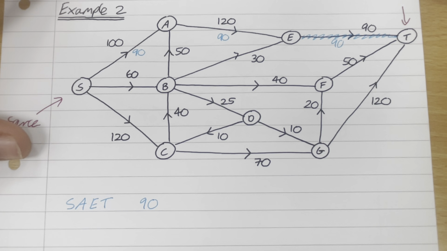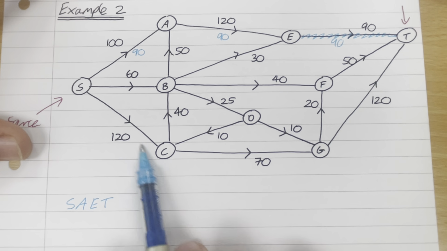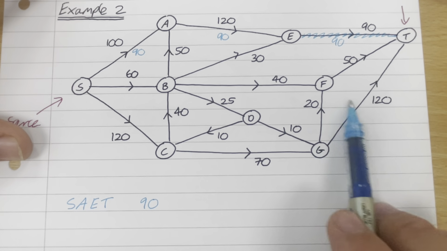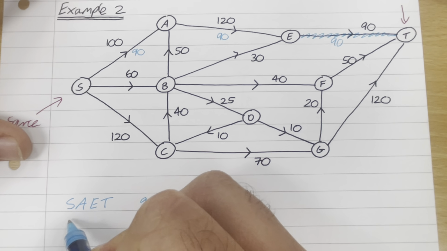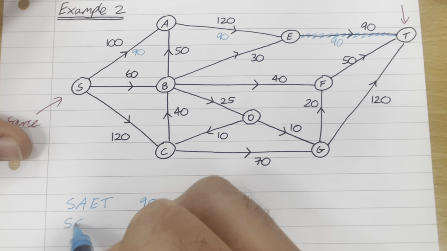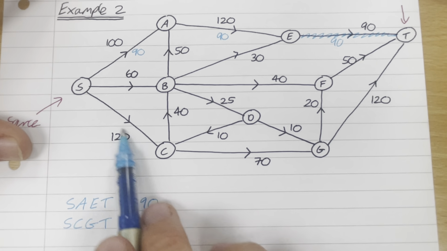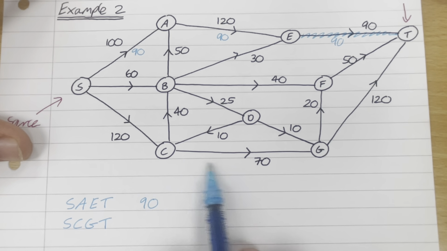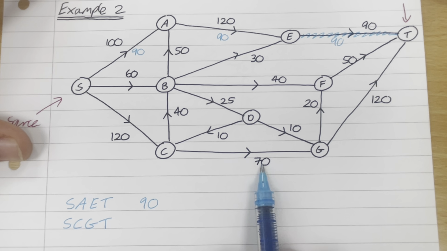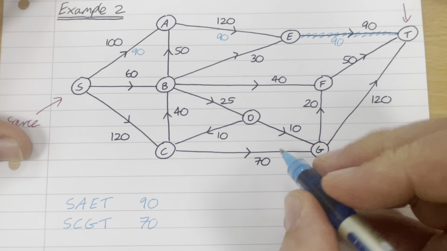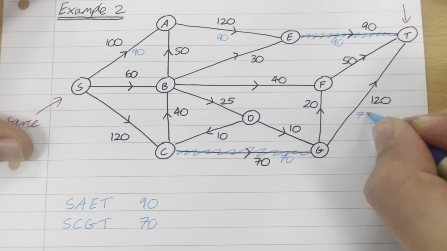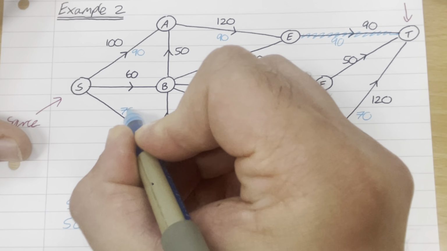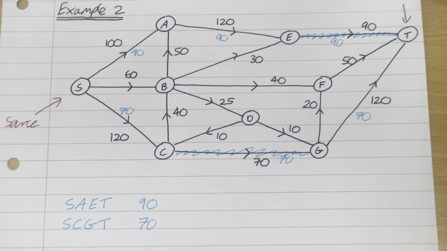Okay, is there another one? Well, let's go around the bottom of the network. So I could go down here. SCGT, and the amount of flow I can push through that is going to be the smallest of those three numbers, which is 70. So then I'm going to push 70 through there. So that's now saturated. That's now got 70 through it, and SC has got 70 units of flow through it.